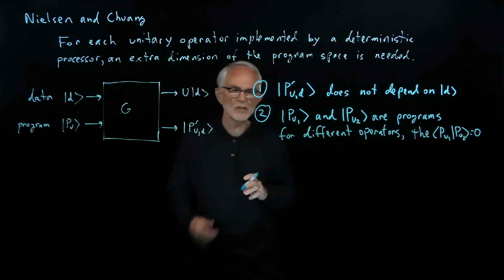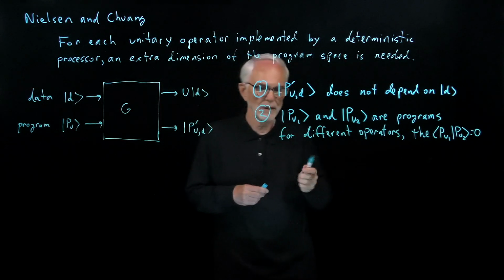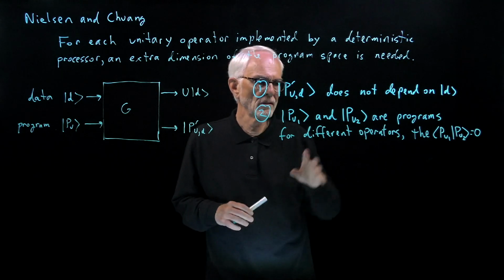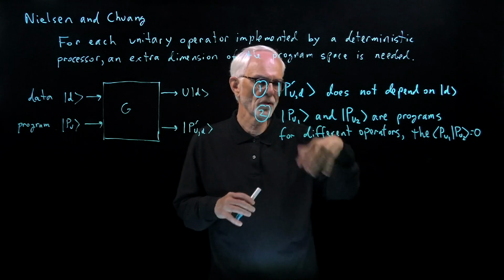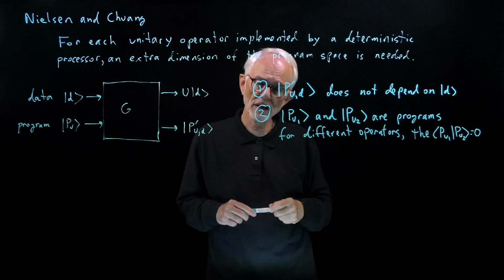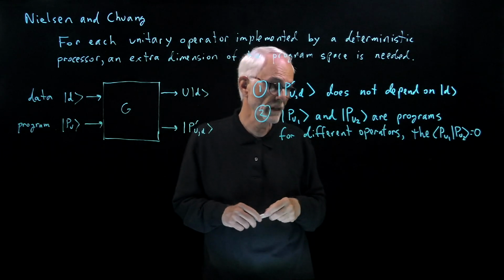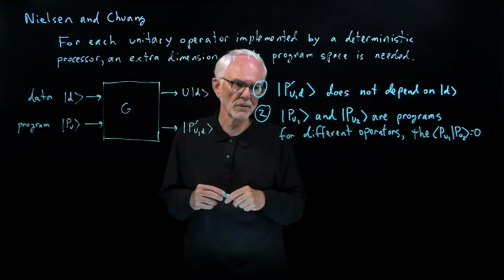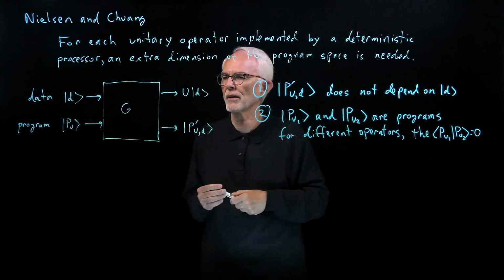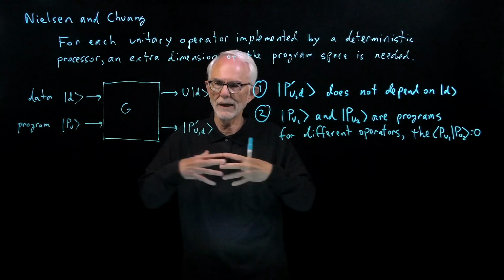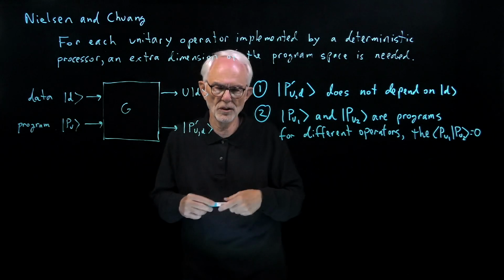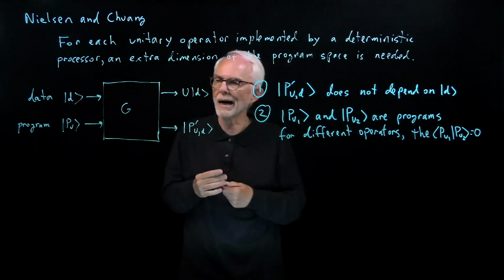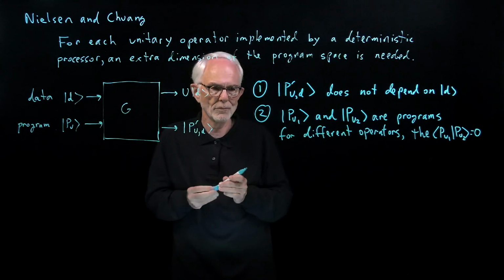The second statement actually proves the theorem, because if every time we add a new operator, it has to be orthogonal to all the ones that are already there, that means we need an extra dimension. So by the time we get through proving these 2 statements, we will have proved the Nielsen and Chuang theorem and shown that every time we want to add a new operator, we have to add a new dimension to the program space. It's going to keep getting bigger and bigger the more operators that we want to be able to perform.